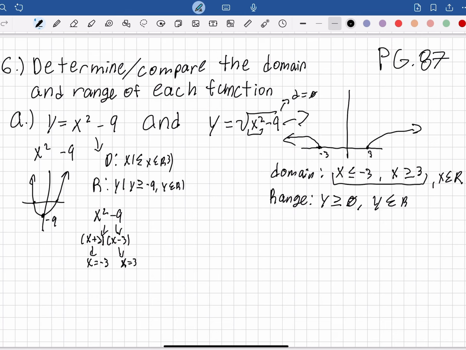y ∈ ℝ. So now, if we compare these two, we can see that the domain changes depending on the zeros of our parabola, as well as the range now is just greater than or equal to 0 because of our d value. So that's all for now.